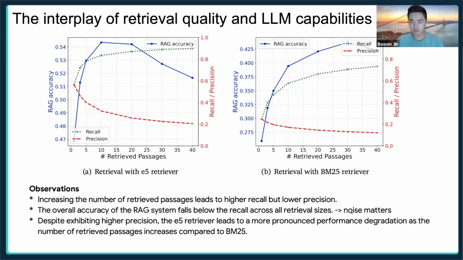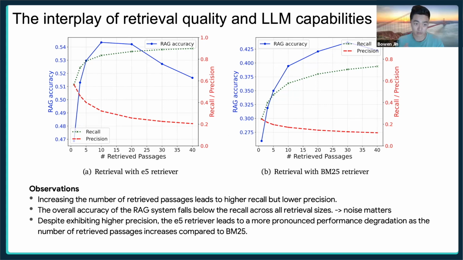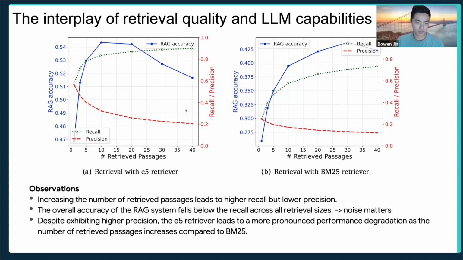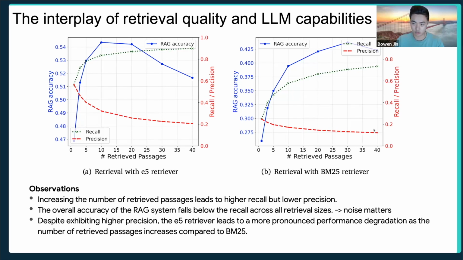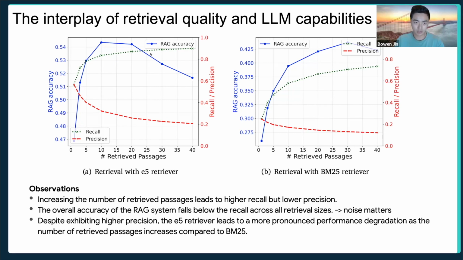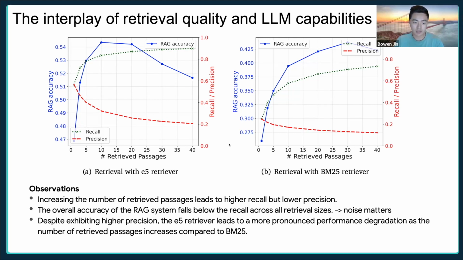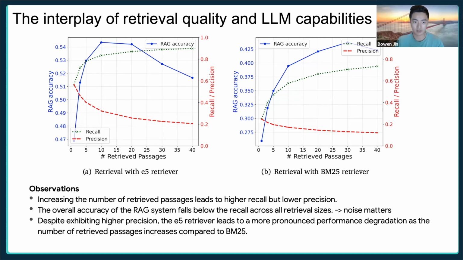And the second finding is, if noise is very important, how can we measure the noise? Precision seems to be a very straightforward way to measure noise, and the higher the precision is, the less noise is present in the context. But if we compare subfigure A and subfigure B, we can see that the E5 retriever actually has a higher precision than the BM25 retriever. But if we look at the RAG accuracy, with E5 the RAG accuracy decrease is sharper than the decrease with the BM25 retriever. So this means that precision alone is not a very accurate measurement of the strength of the noise present in the retrieved context.